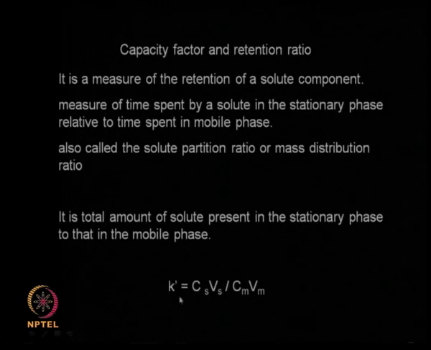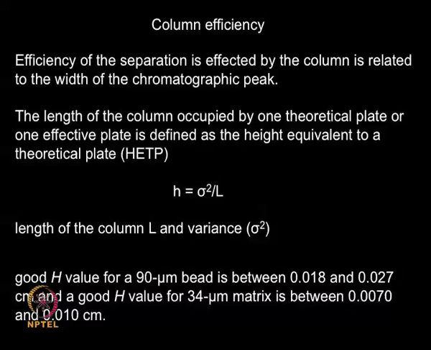So this is a measure of the time spent by the solute in the stationary phase, that is the S, vis-a-vis the time spent in the mobile phase, that is the M. If it spends more time on the stationary phase, then the capacity factor goes up because it comes in the numerator. If it spends less time on the stationary phase, then the capacity factor goes down. That means it spends relatively more time in the mobile phase.